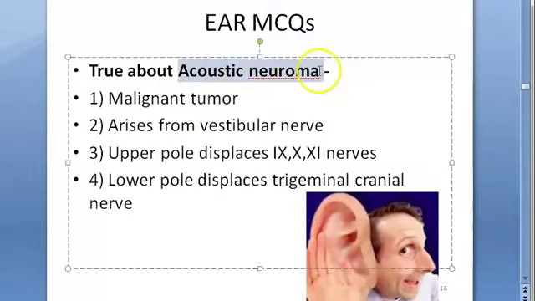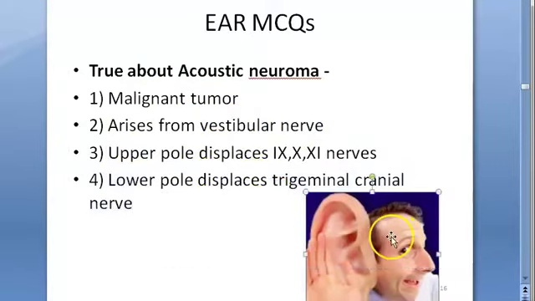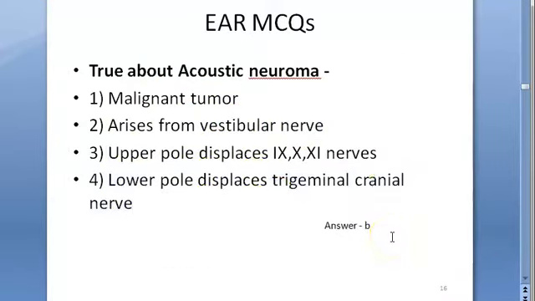Acoustic neuroma. I told you, right? Acoustic neuroma, they seem to be interested a lot about acoustic neuroma. What is it? So basically it is a benign tumor only. So it arises from what? Upper pole displaces what nerves? Lower pole displaces what nerves? So what do you think the answer is, guys? The answer is B. True.